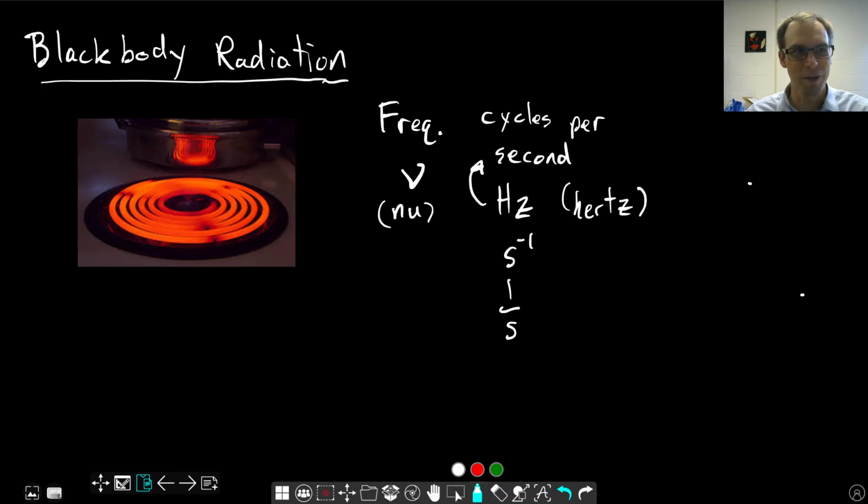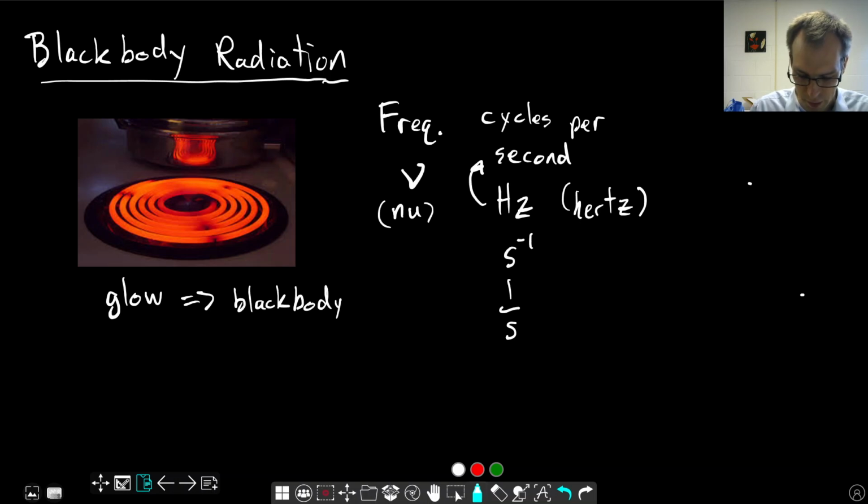The idea is if you heat something up to a temperature, which you are doing with this electric coil on the stove if you're trying to cook, you can see it glow, right? And this glow is what we know as blackbody radiation. Now, there's a technical definition of what a blackbody is specifically, but for our purposes, it just means something that's warm and that emits light. And so this is one example.